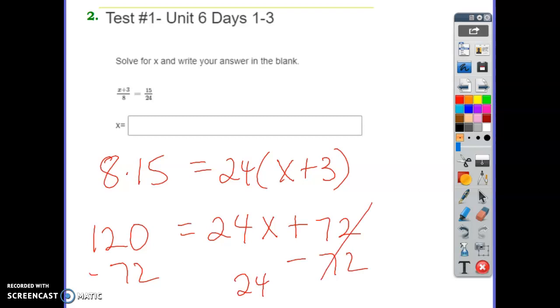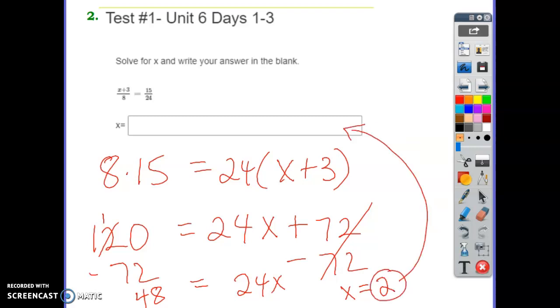And I get 24x, I'm going to run out of room, is, let's see, 10 minus 2 is 8. This makes this a 1. So 11 minus 7 is 48. Then I divide both sides by 24, and I'm getting x equals 48 divided by 24 is 2. So that should be the number that you are typing in here. That's the value of x.